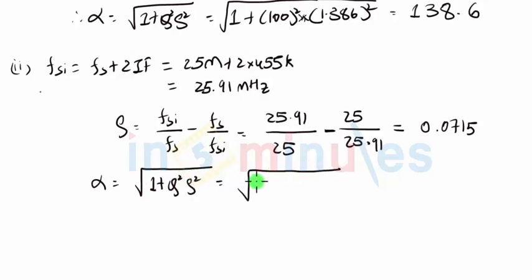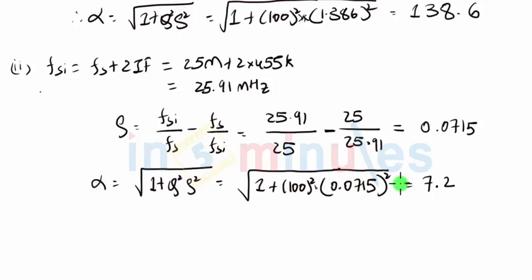If you find alpha again, it will be square root of 1 plus 100 squared into rho squared, where this time rho is 0.0715. Once again, if you work this out, the answer this time will be 7.2, which is also approximately 100 into 0.0715.